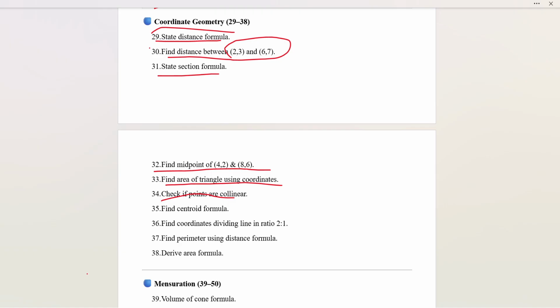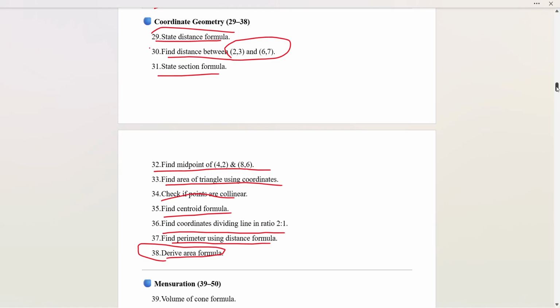Next is the centroid formula. The centroid formula also arises, and it is very important. Find the coordinates of the point dividing a line in the ratio 2:1. Find the perimeter using the distance formula and derive the area formula. From coordinate geometry you can solve these 10 questions.